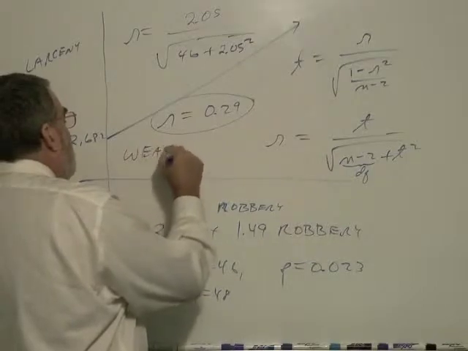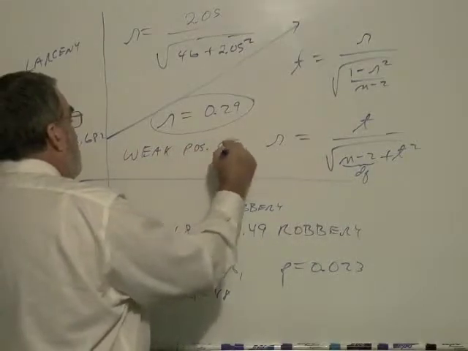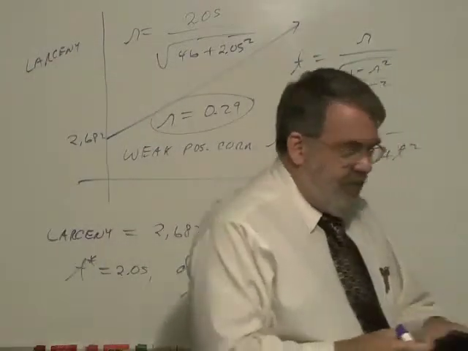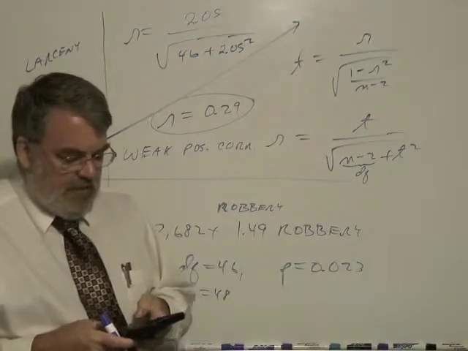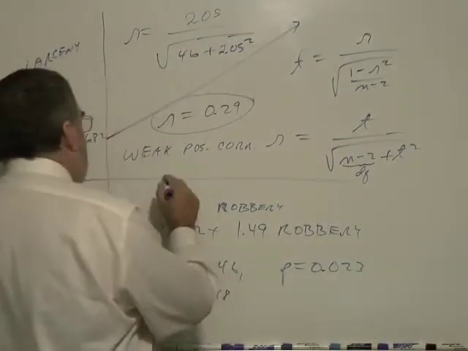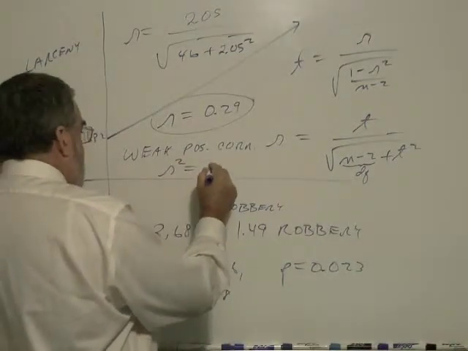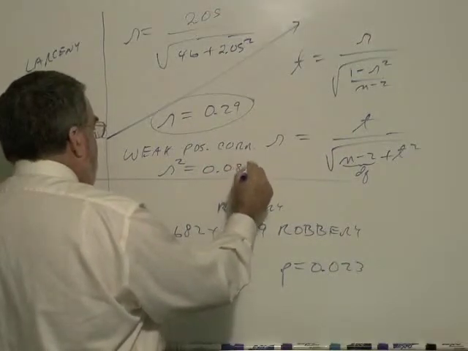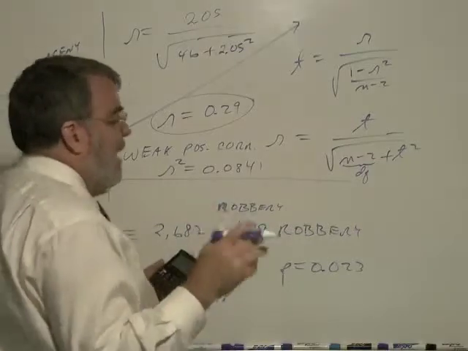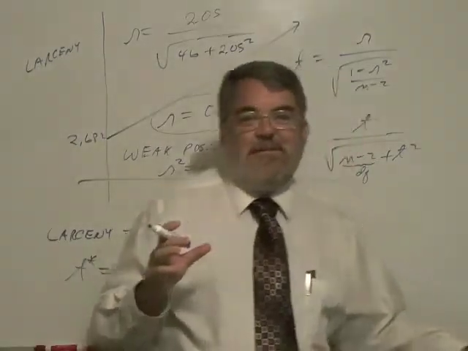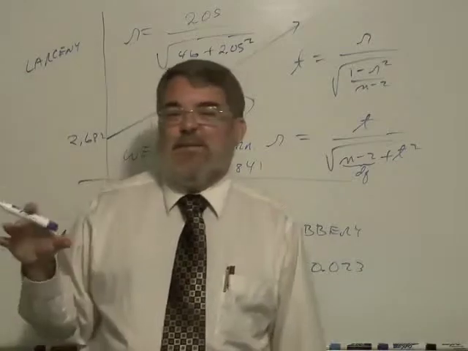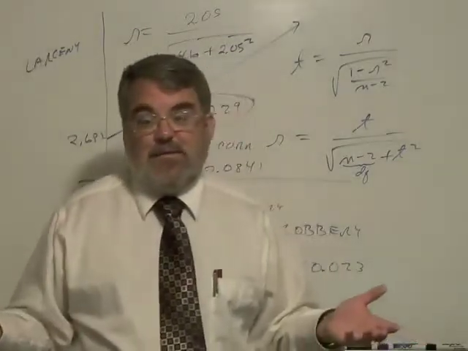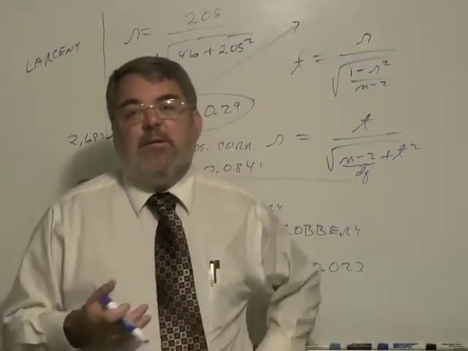So there's a weak correlation, because the correlation coefficient was in the weak category. Weak positive correlation with r equals 0.29. And if we square that number, 0.29 squared is 0.0841. So in other words, about 8% of this data is explained by a relationship between robbery and larceny, and the other 92% is explained by residual factors.